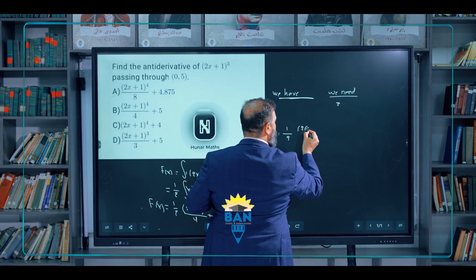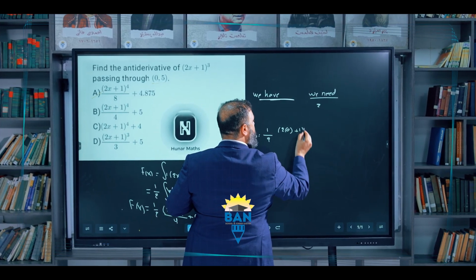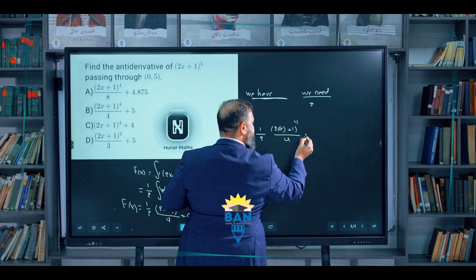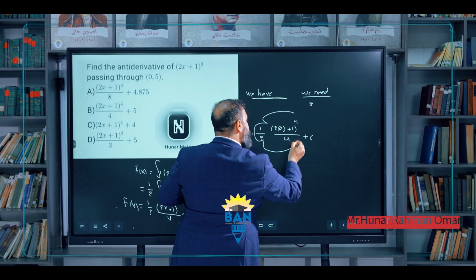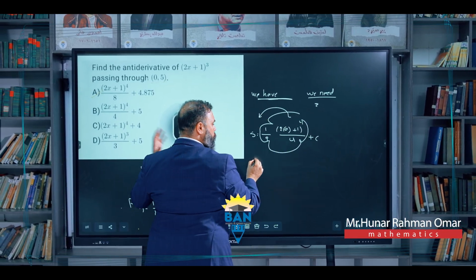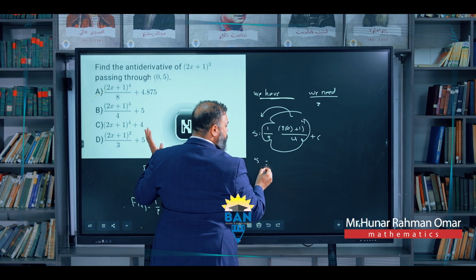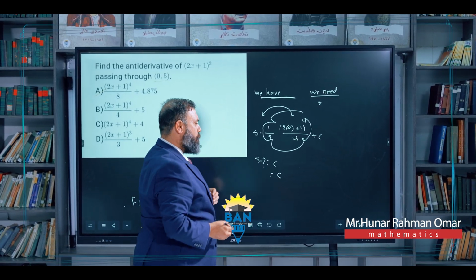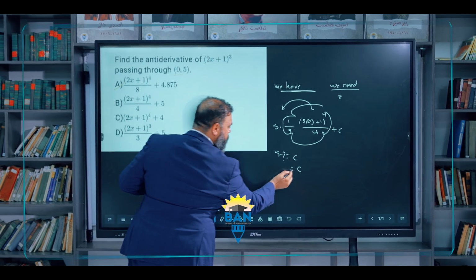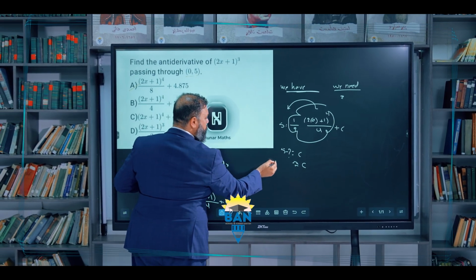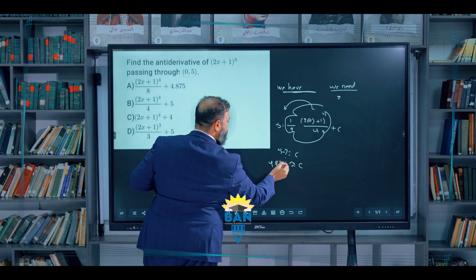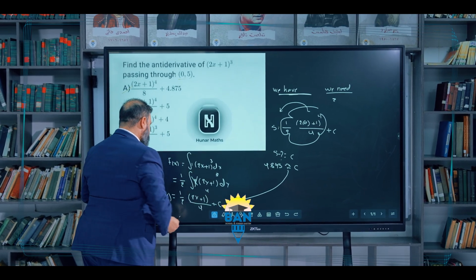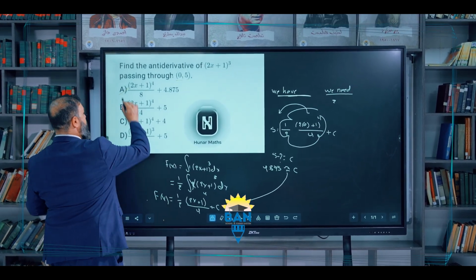We know (2 times 0 plus 1) to the power 4 over 4 plus c. Transfer this expression value to the left side, then find the value of c. You can use the calculator. The value of c is about 4.875. After that, we replace in this function, the correct answer is A.